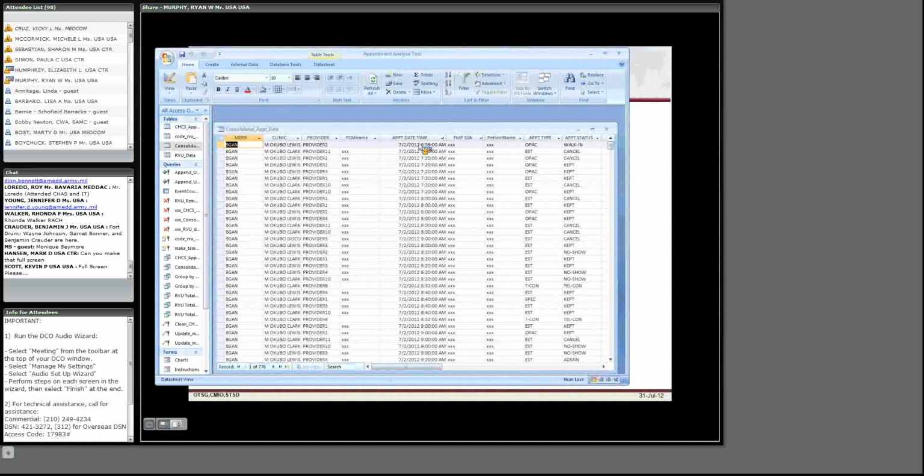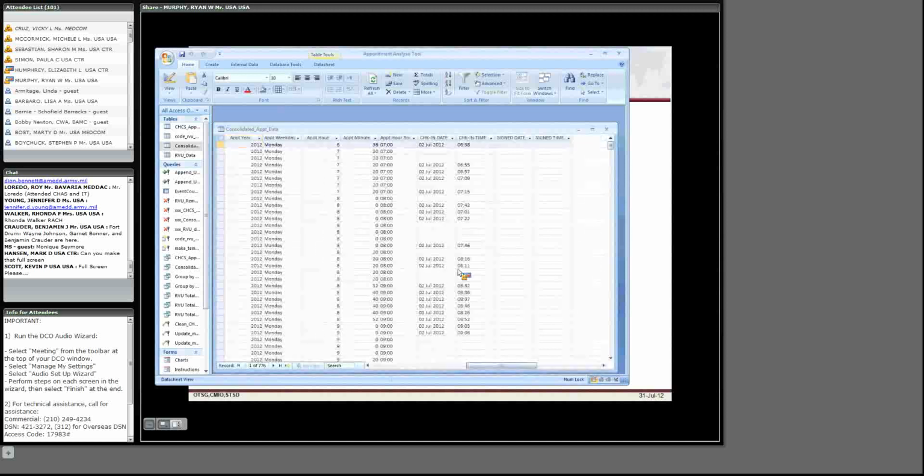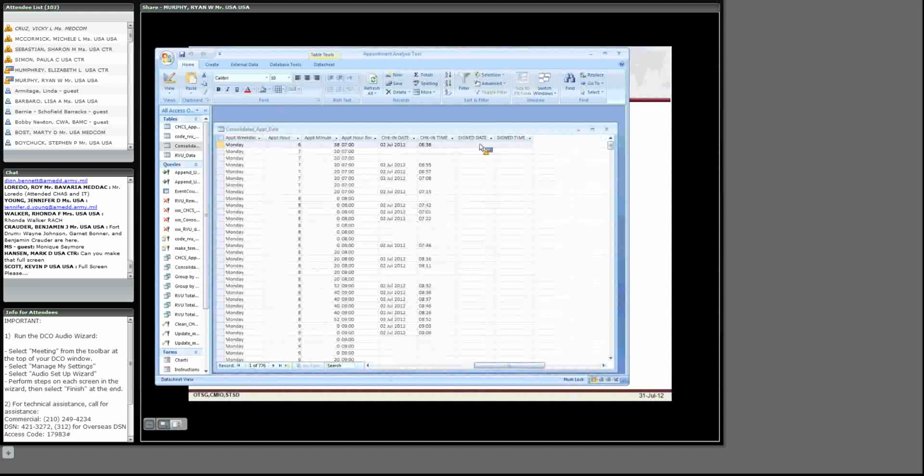Appointment type, appointment status. You've got appointment month, day, year, so if you wanted to analyze the longer stretches of time, the appointment hour, the minute, check-in date, check-in time, and then you can see here that there's a sign date and sign time. Those aren't in CHCS, and so that's the only manual part that we have to do for this process.